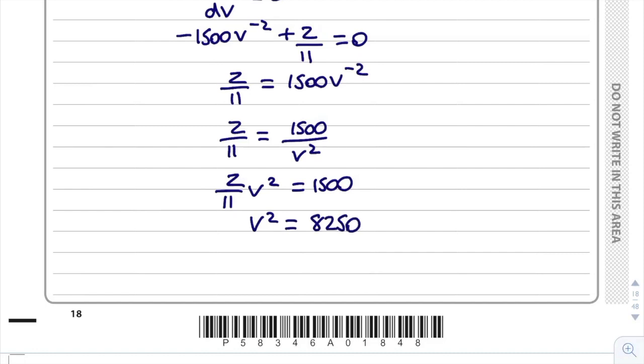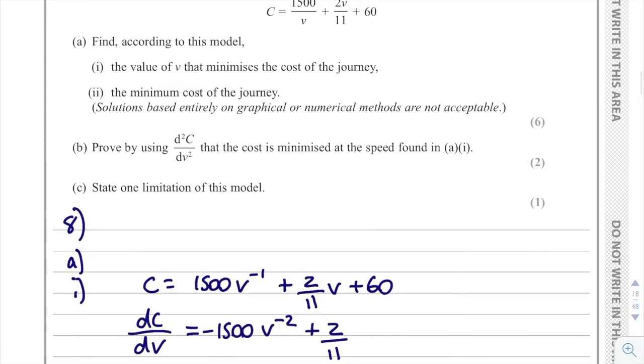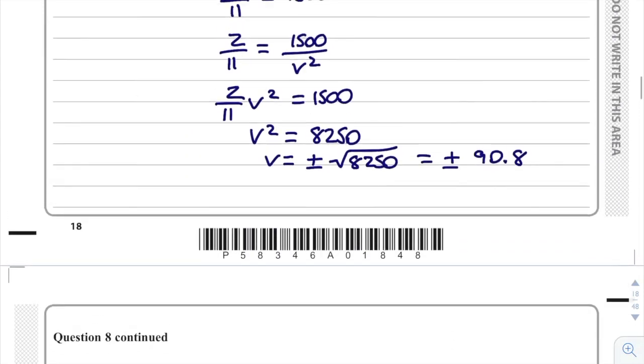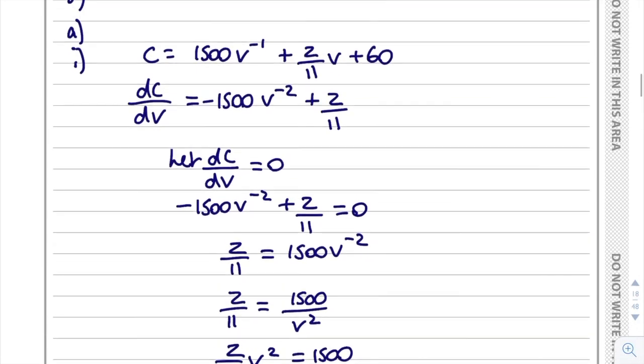And then I can take the square root of both sides, so I get v equals plus or minus square root of 8,250. And that simplifies to plus or minus 90.8. And the units is in kilometers per hour. So we put kilometers per hour. So in this case, the velocity is going to be positive. So we can say that v is equal to 90.8 kilometers per hour. So that's the first part.